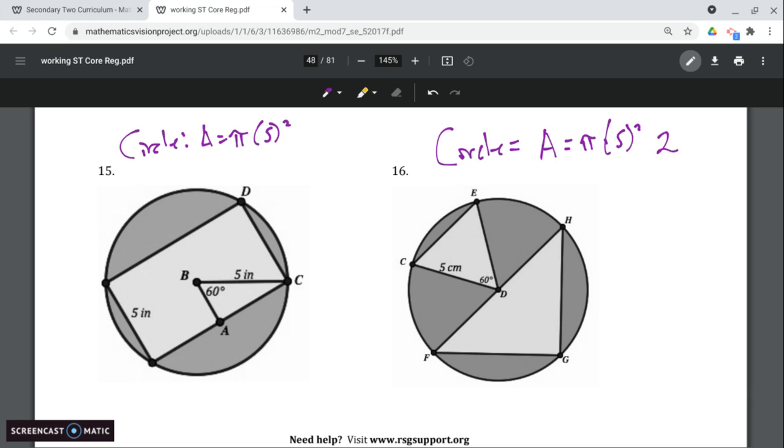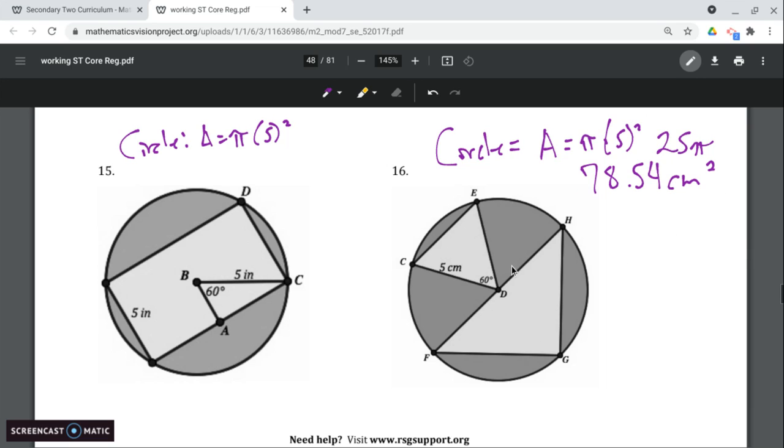So we'd have 25 pi, and 25 pi is 78.54 centimeters squared. Now we need to find the area of both of these triangles so we can subtract it away from the overall area of the circle to find what's left over.